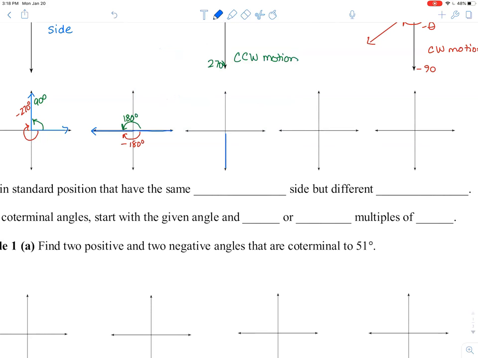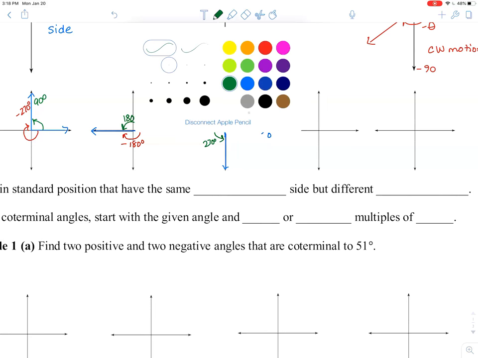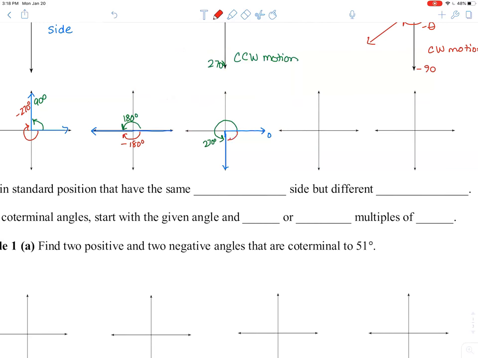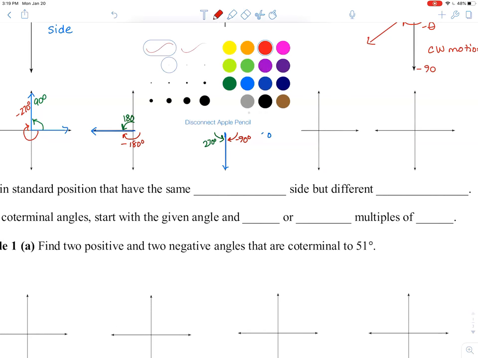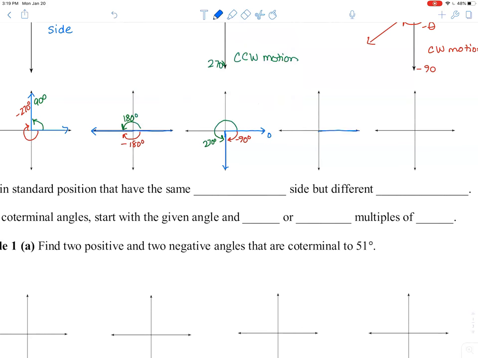Let's put our terminating side here on the negative y-axis. Here's 0 degrees, and we rotate up and around: 90, 180, that's 270 degrees in a positive direction. And if I start at zero and go backwards, that's negative 90 degrees. And then, of course, you have your full rotation, but I think you probably get that. If we go all the way around with our terminating side, sorry about that.